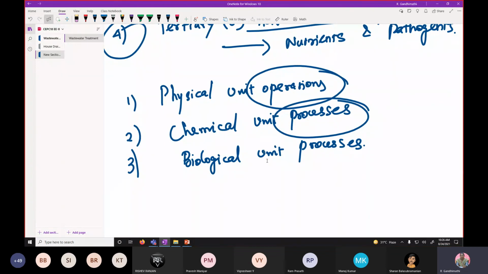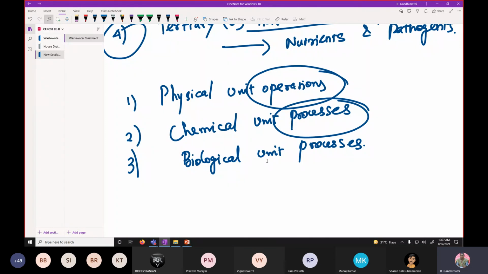Is it clear, students? For example, for precipitation reactions, to remove lead from wastewater, you have to add some sulfide salt to remove the lead in the form of lead sulfide. Reactions take place between the pollutant and the chemicals, leading to the removal of the pollutant as lead sulfide. That is called chemical unit processes. Then biological means with the help of microorganisms. If the contaminants are removed by them, that is called biological unit processes.